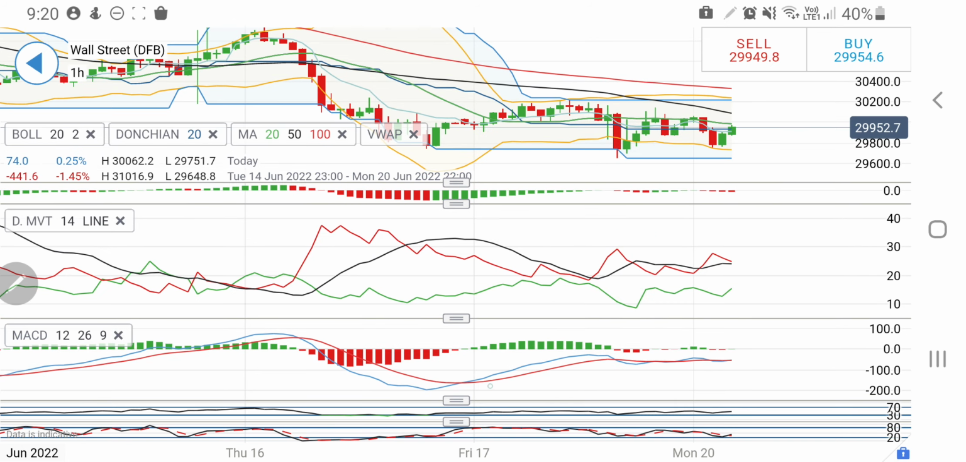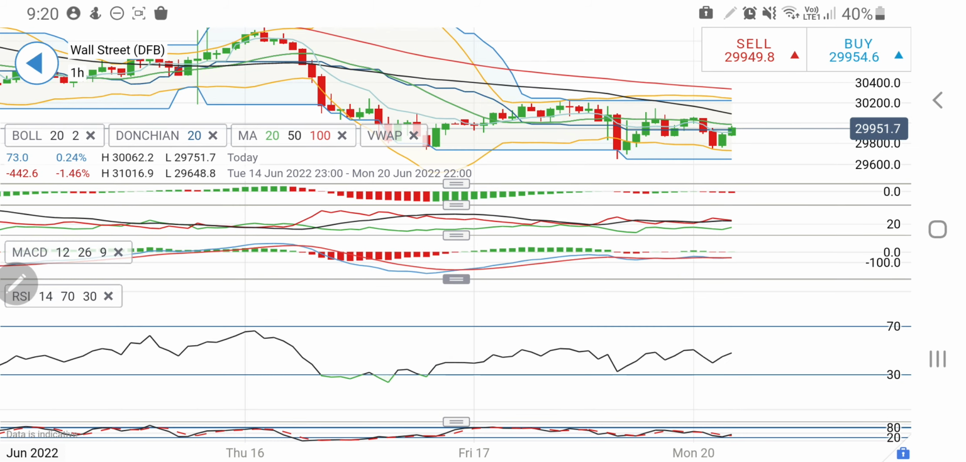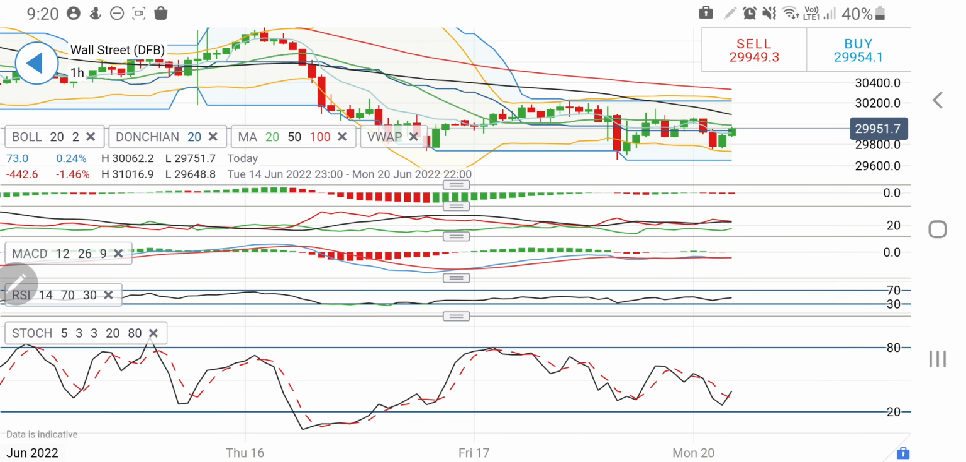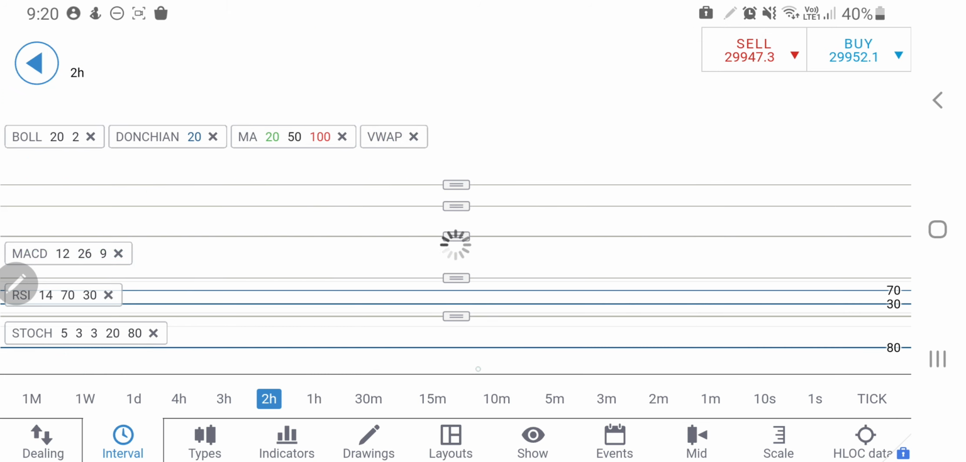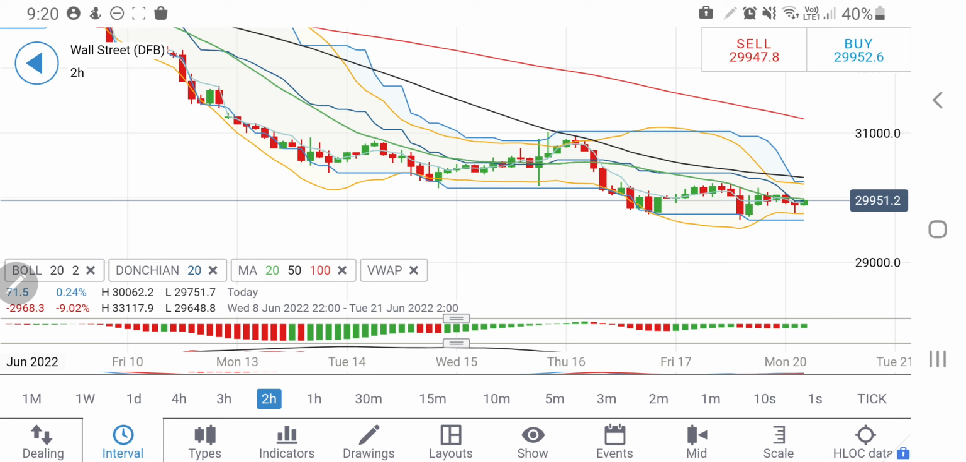The oscillators are trading in red. There is a little further bearishness it reflects. MACD is not indicative of anything. RSI is looking upwards, and stochastic is also looking upwards, indicative of a little bullishness there, as it has already seen the lows. Now look at the 2-hour charts.